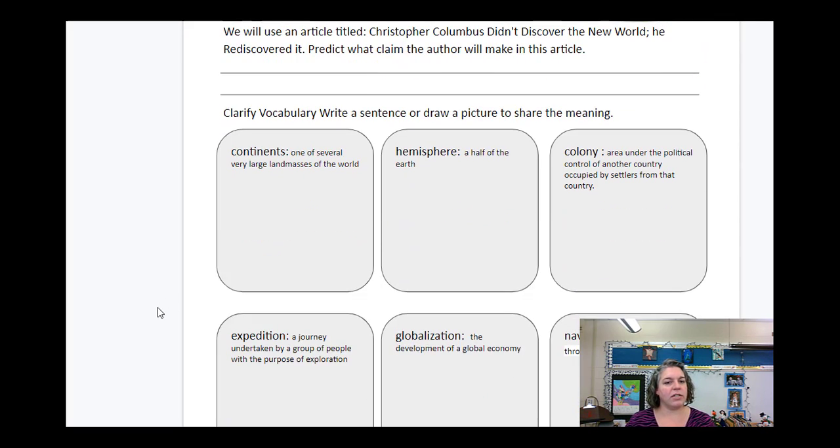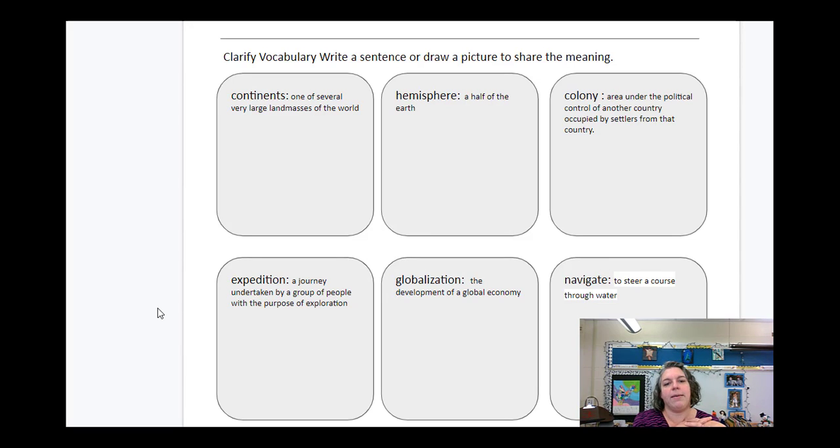Moving down the page on 13, clarify vocabulary. Write a sentence or draw a picture to share the meaning. So continents: one of several very large land masses of the world. I want you to start there. Pause. Either put that into a sentence or draw a picture. And there we go. I drew the perfect Africa. Africa is one of the continents. Nailed it.